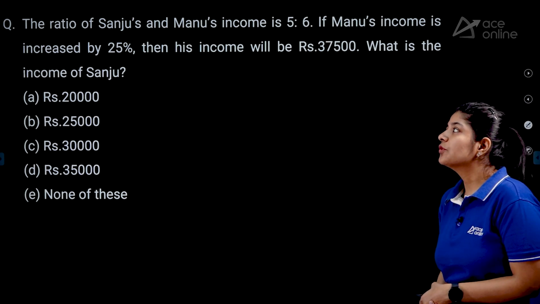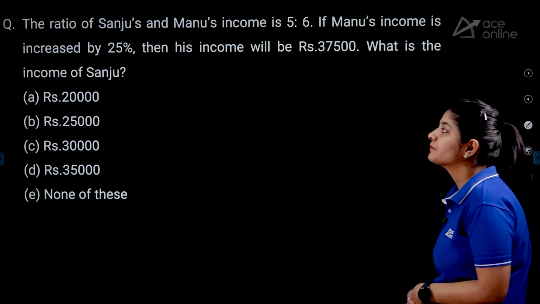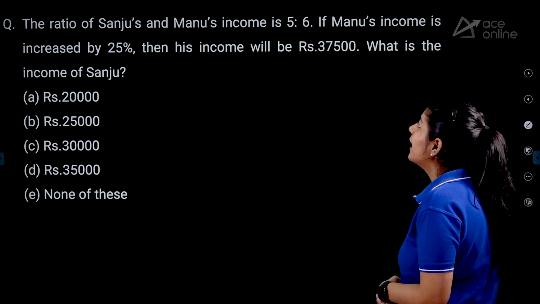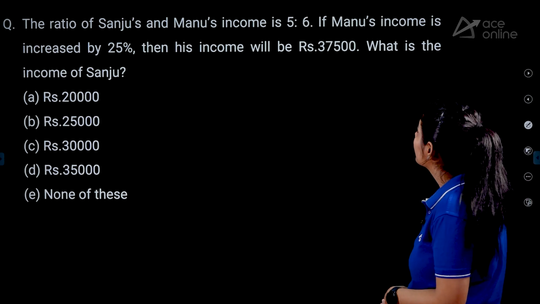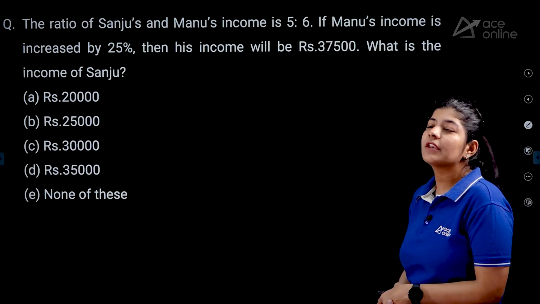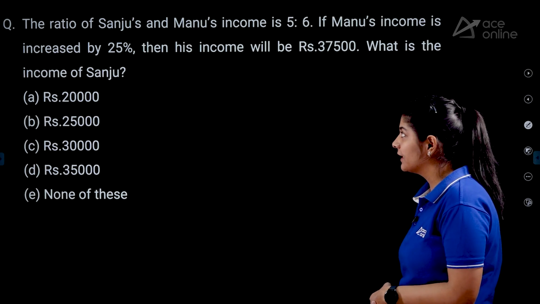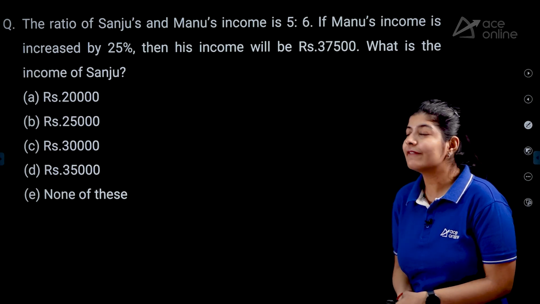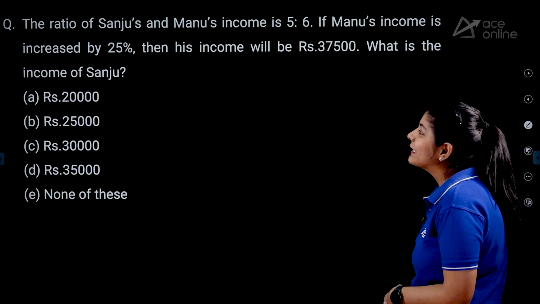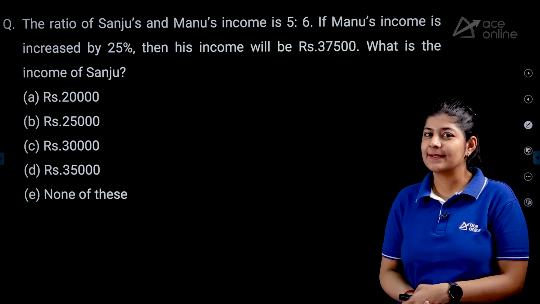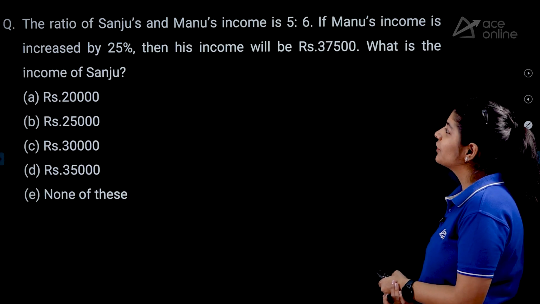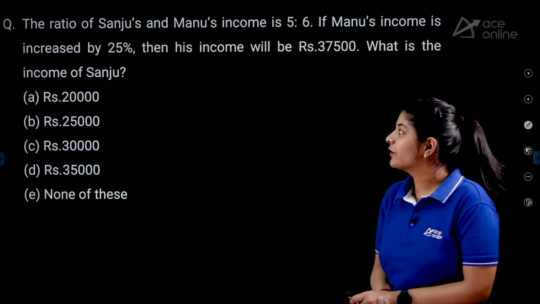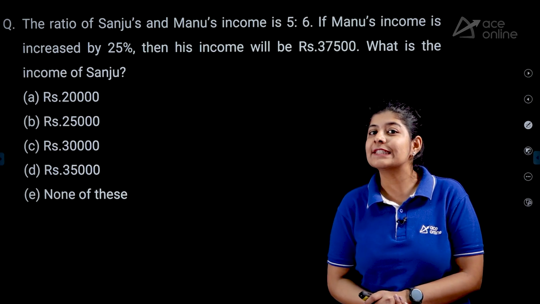Okay. So the next question says that the ratio of Sanju's and Manu's income is 5:6. If Manu's income is increased by 25%, then his income will be 37,500. What is the income of Sanju? This is a very simple question. All you need to do is first you need to increase the income of Manu by 25%, and after that you will easily get your value.